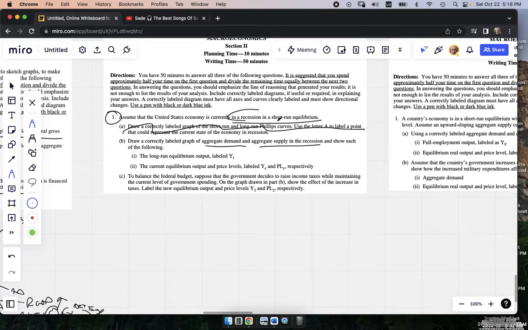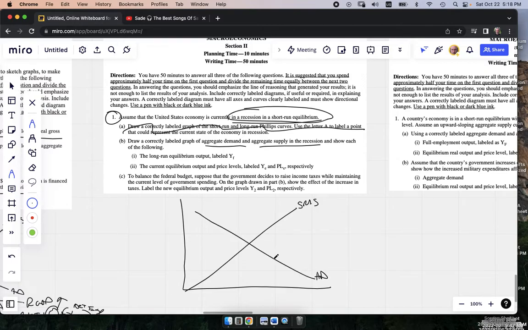Now, notice that they didn't ask me to draw a long-run aggregate supply curve. That's kind of interesting, right? So I've got a short-run aggregate supply and I've got aggregate demand. For me to show a recession, maybe I could just assume that's a recession. I don't know. Let's do it here.